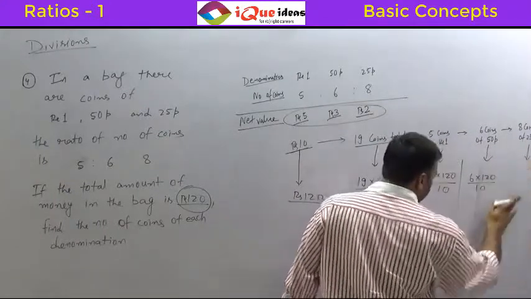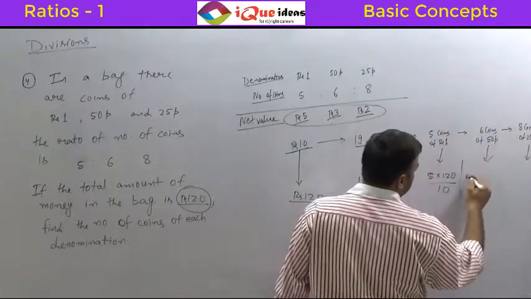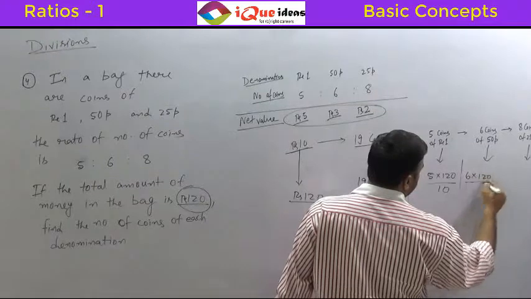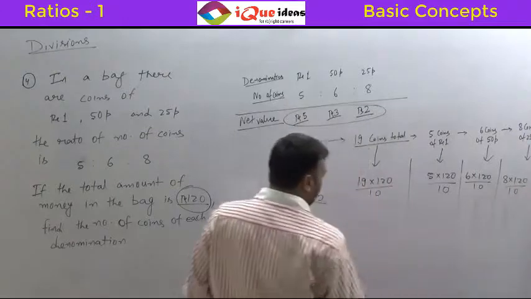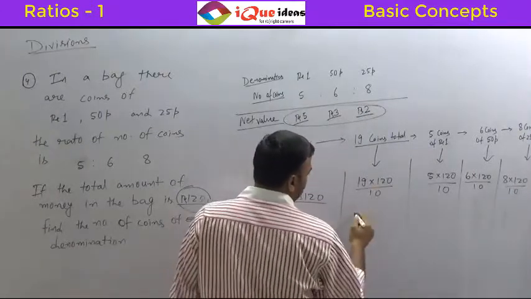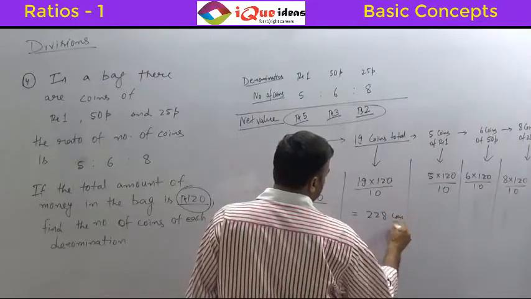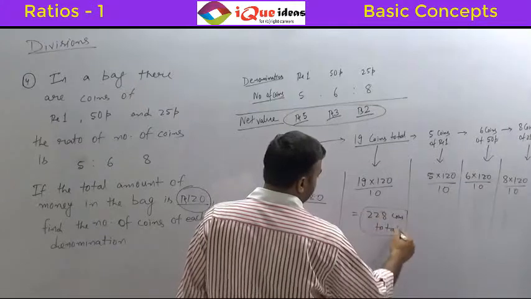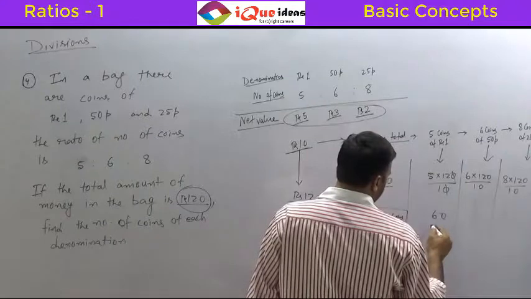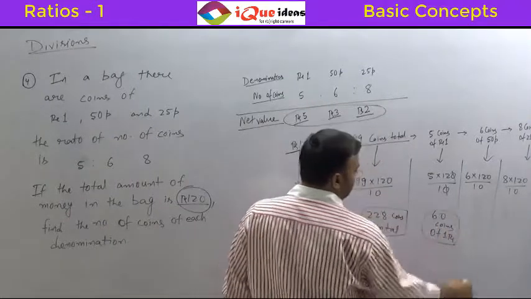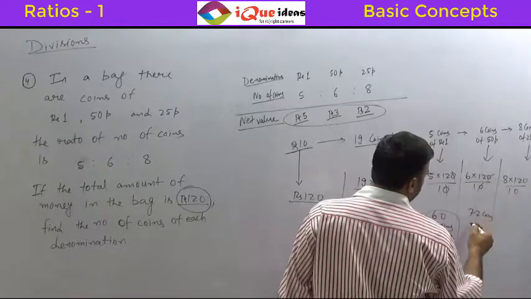I repeat, in the exam, you will get only one of these things to be calculated. So it is 6 into 120 by 10. And this one will be 8 into 120 by 10. So the total number of coins that the question is asking will be 19 into 12. So it is 228 coins total. If the question says number of coins of 1 rupee, it will be 60 coins of 1 rupee. If the question is saying coins of 50 paisa, it is 72 coins of 50 paisa.